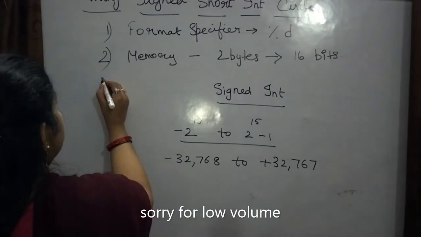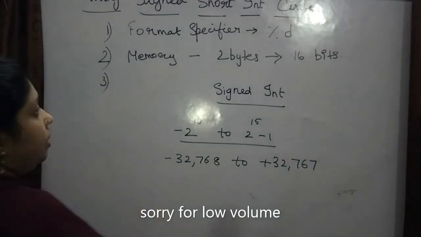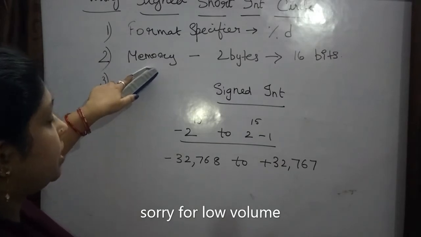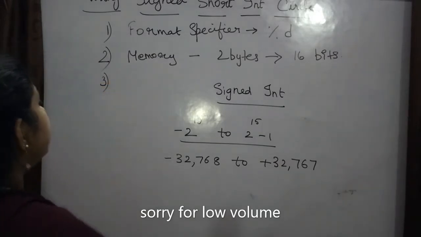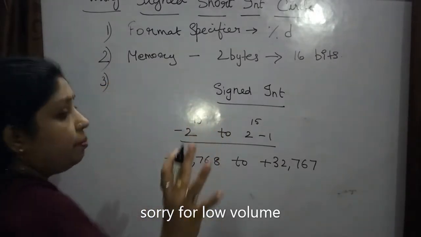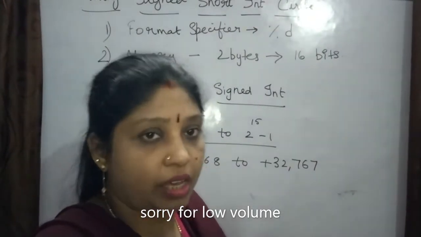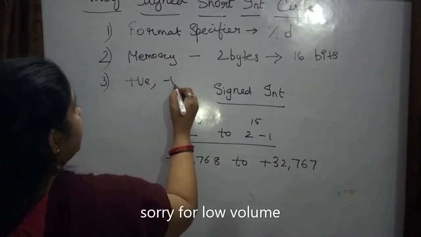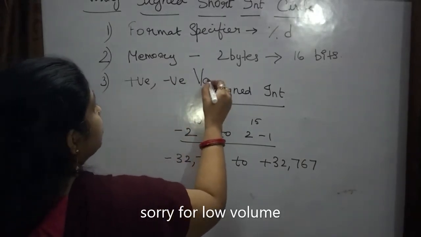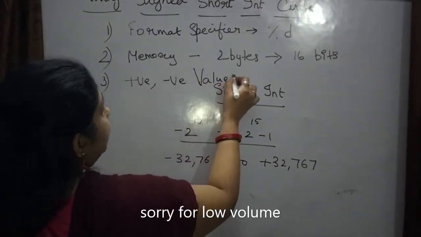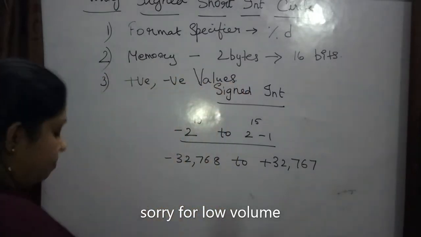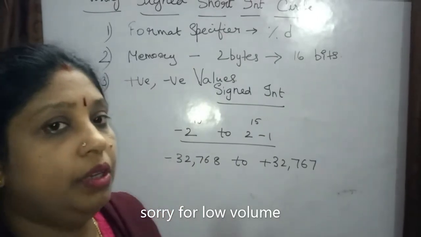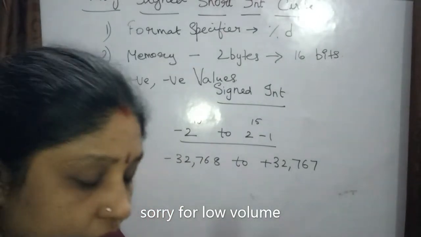And next, third one is format specifier, and the second one is memory size I have said, and third one is which type of values it's going to take, that is positive as well as negative values it's going to take. Okay, so these are the main things you should know about signed data type, signed short int data type.